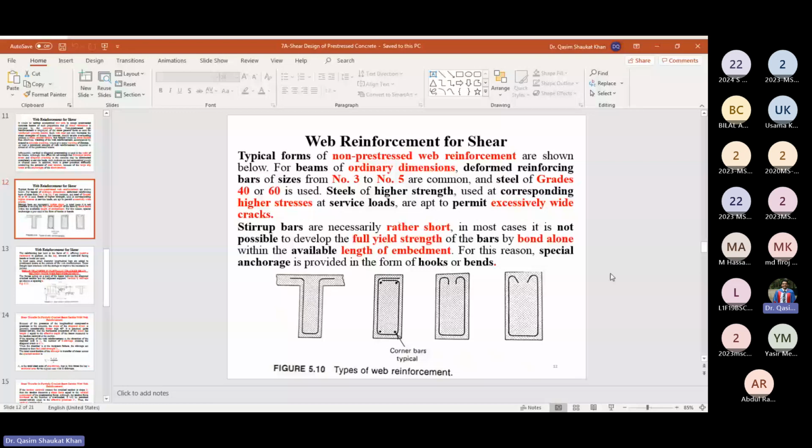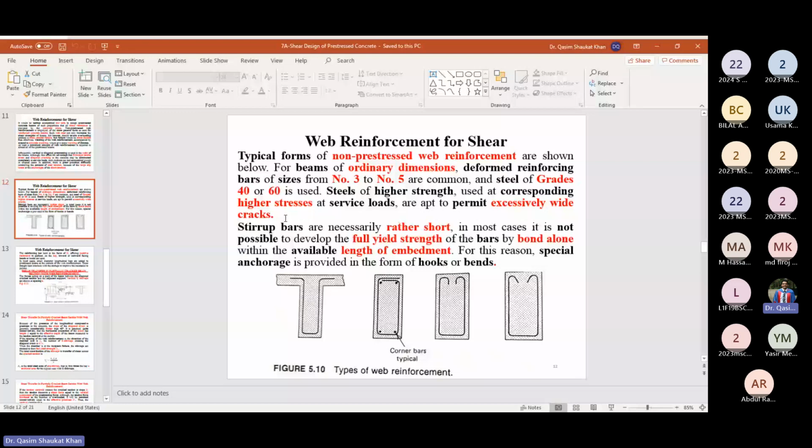So steels of higher strength used at corresponding higher stresses at service loads are apt to permit excessively wide cracks. So the point is, if you have larger steel reinforcement, of course it will take larger stresses. When the stresses become higher, the cracking will increase. Okay. Because if you have lower strength steel, then only smaller stresses can be allowed, and there will be smaller cracks.